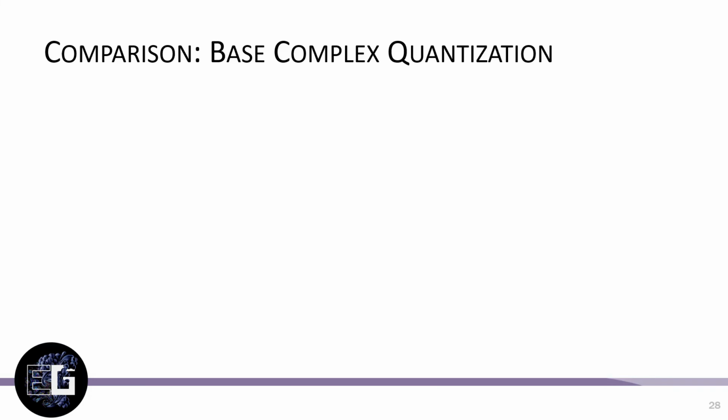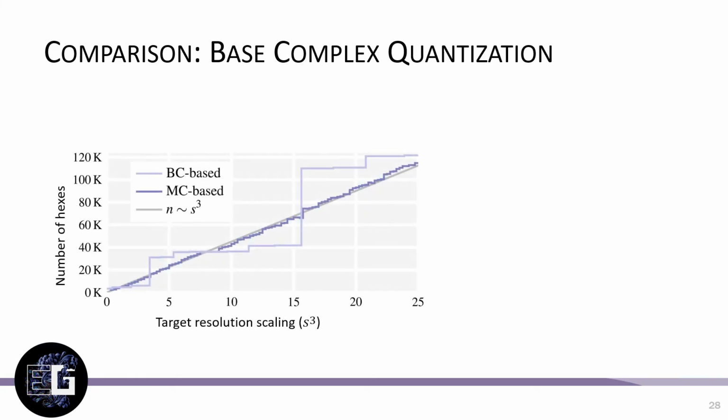Another interesting comparison is that between a quantization of the motorcycle complex and one on the base complex. In this diagram, we see the actual output resolution for an example model on the y-axis, plotted against the target resolution on the x-axis. Ideally, there is a linear correlation between the two. The base complex quantization can only control the target resolution in a very coarse-grained manner. The motorcycle complex quantization, in contrast, follows the linear relation much more closely.